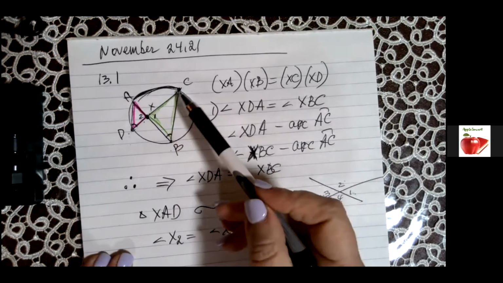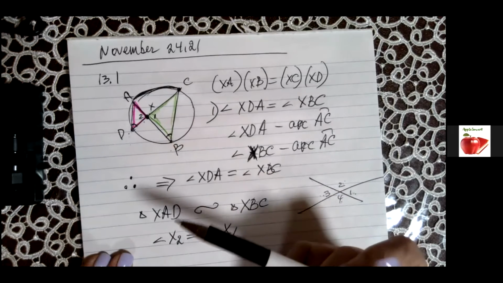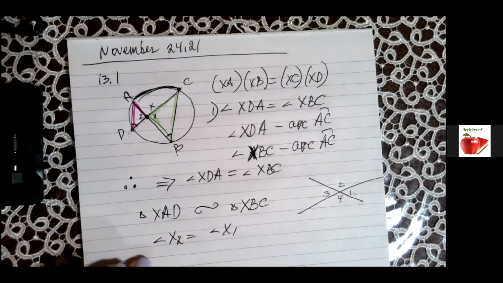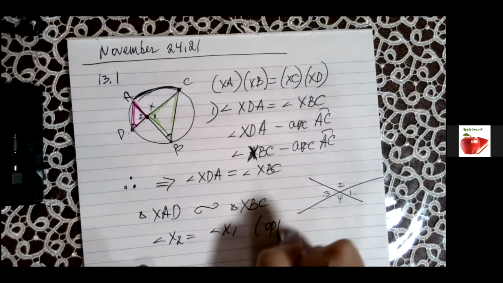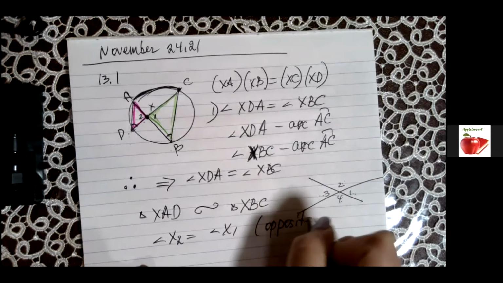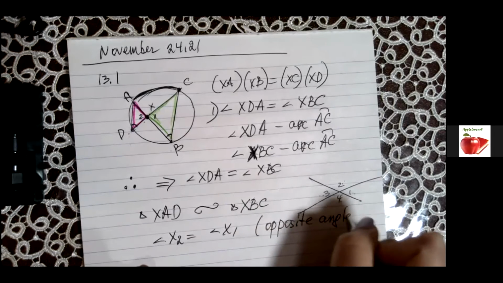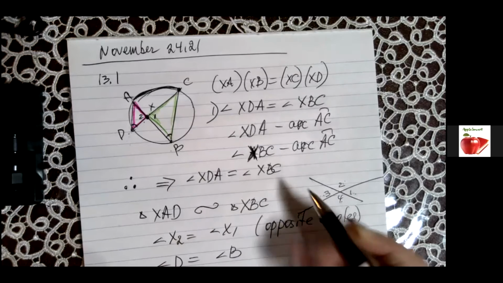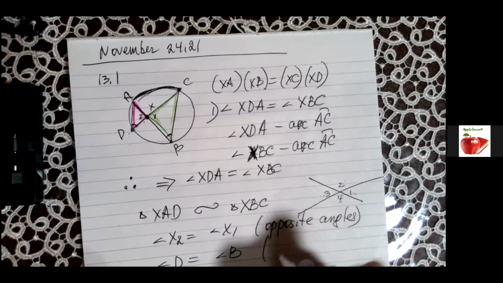We can just call it angle x here and angle x there. As Jerry said, he used 3 letters for each angle, which is correct. Or to make it shorter, I just label it 1 and 2. So x1 and x2 are equal. Why? Because they are opposite angles. Then we also said that angle D is equal to angle B. It was already proven from above.